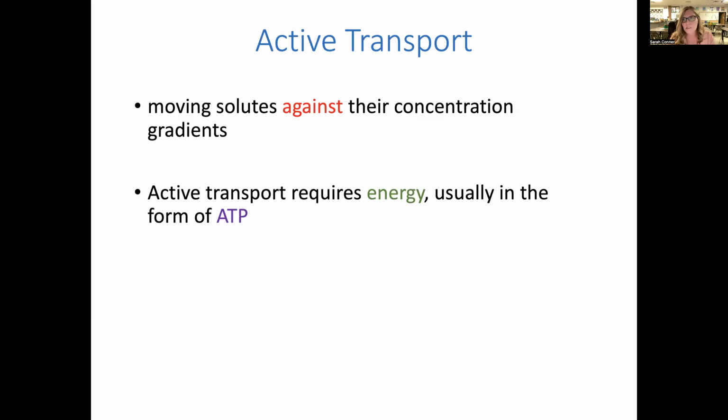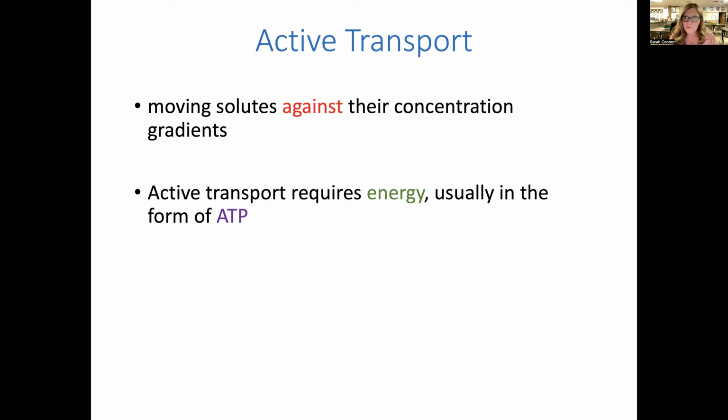Okay, so active transport. Before I move on, the two things we're talking about are passive transport with diffusion and osmosis. Diffusion has two parts: simple diffusion, where it just moves through on its own, and facilitated diffusion, which needs help and usually uses those carrier proteins.